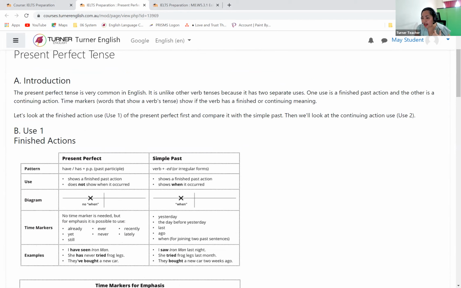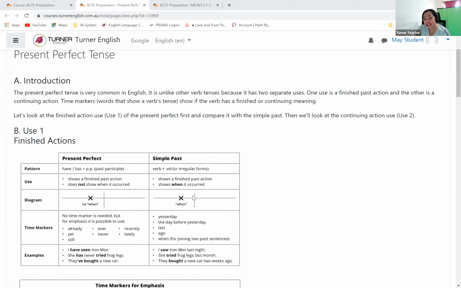Okay, so can I ask Jason to read the introduction for present perfect tense? Okay, yeah, sure. The present perfect tense is very common in English. It is unlike other verb tenses because it has two separate uses. One use is a finished past action and the other is a continuing action. Time markers, in bracket, words that show a verb's tense, show if the verb has a finished or continuing meaning.